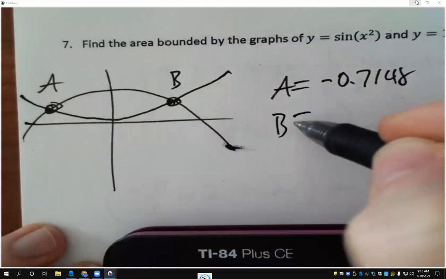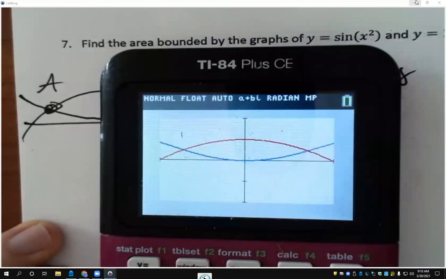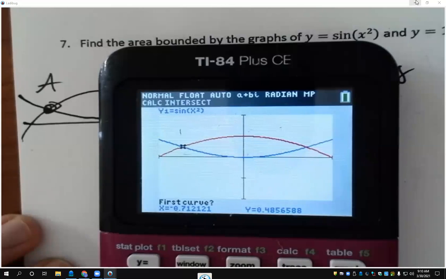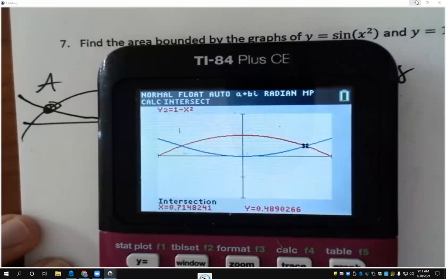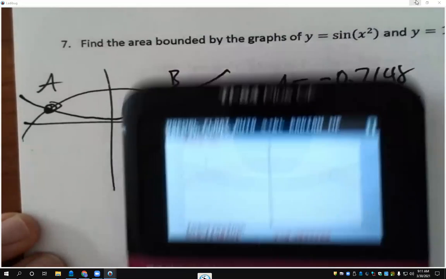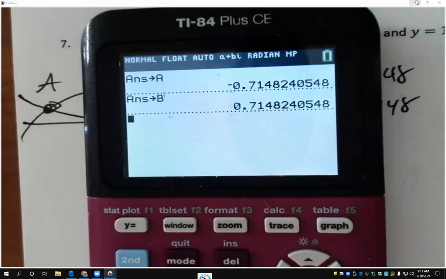Back to the graph. And now I got to store the B value over here. So I'm going to go second calc option 5 again. First curve is Y1. Second curve is Y2. And then I got to move my cursor now all the way over to the other side, which, by the way, the answer is going to be the same as the other answer, but positive. I just know that. Okay, so I get 0.7148. And I'm going to store that in B. So quit, store in B. And so I've stored my answers.